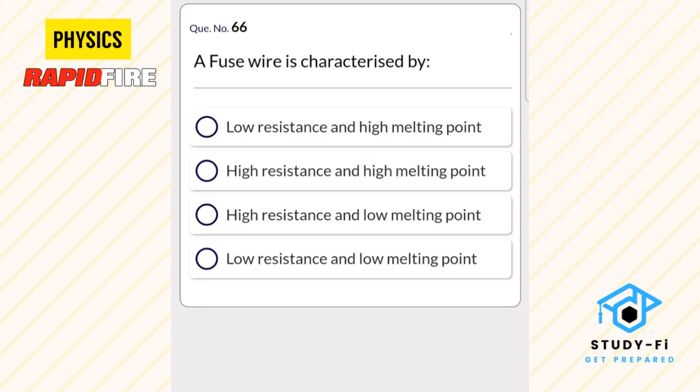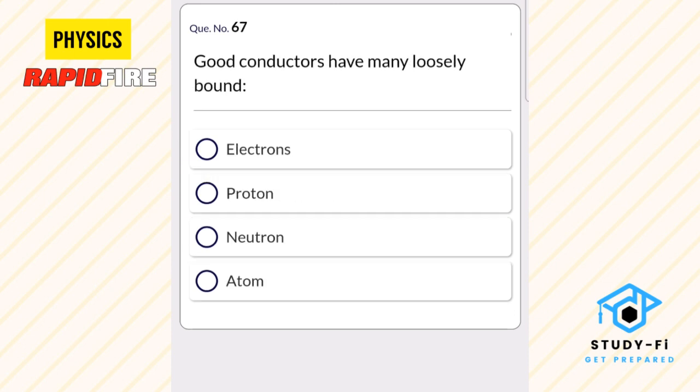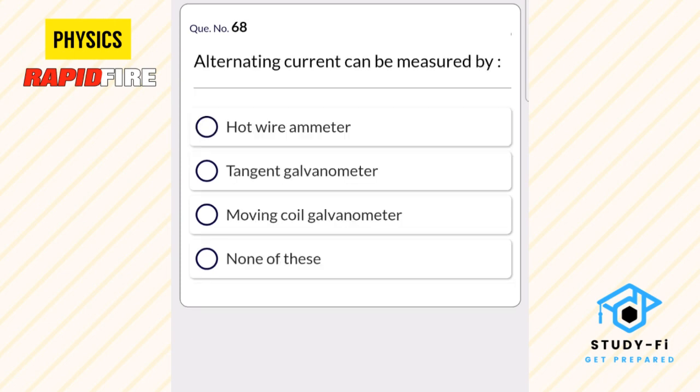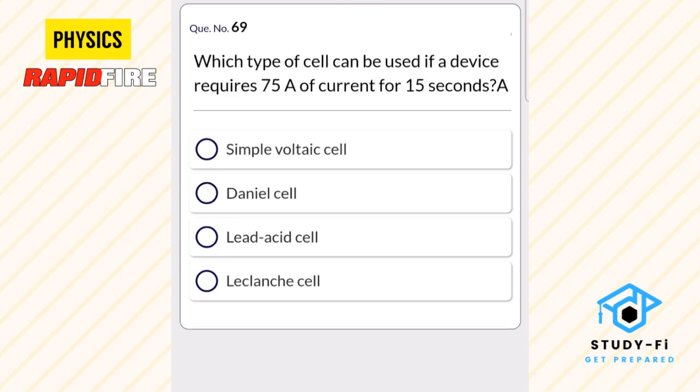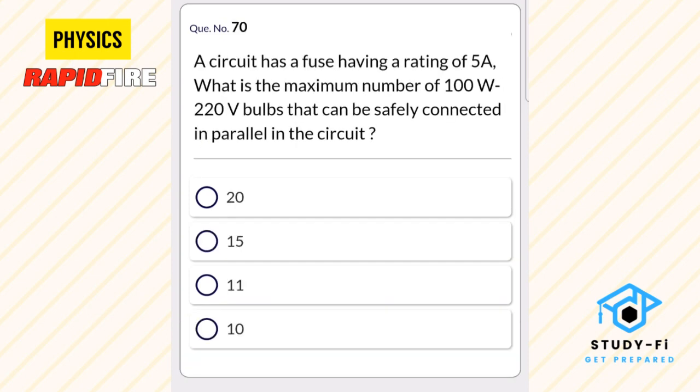A fuse wire is characterized by high resistance and low melting point. Good conductors have many loosely bound electrons. Alternating current can be measured by hot wire ammeter. Which type of cell can be used if a device requires 75 ampere of current for 15 seconds? Lead acid cell. A circuit has a fuse having a rating of 5 ampere. What is the maximum number of 100 watt 220 volt bulbs that can be safely connected in parallel in the circuit?